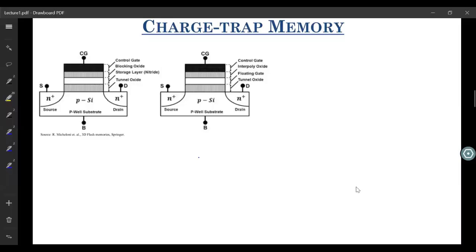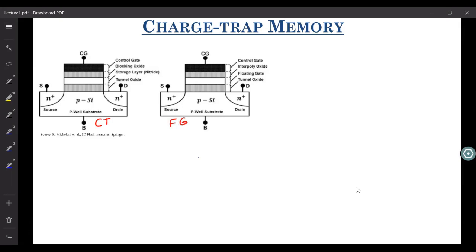So now with this understanding about organization of these flash arrays in the ICs, let us go ahead and look at another flavor of this flash memory, which is known as the charge trap memory. So what happens in this charge trap memory is, on the right hand side you have this floating gate cell, and on the left hand side you have this charge trap cell.